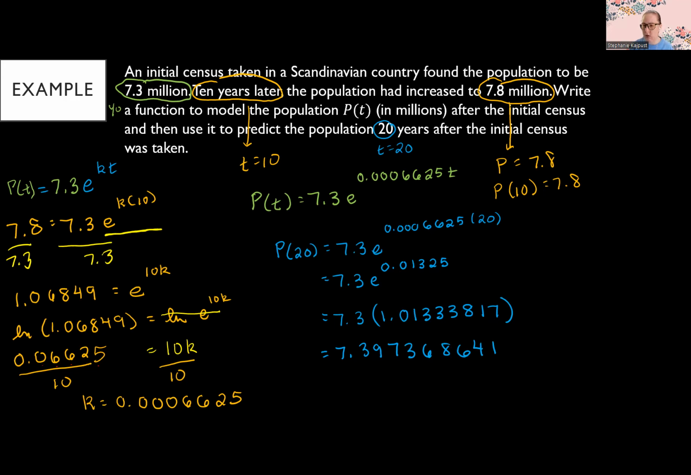And this number, I must have made a math error somewhere, because this number is smaller than the 10 years later population. So either I typed in a number wrong or something else. This population is supposed to be growing, so I just got a number smaller than at 10 years later. At 20 years later, it should be even bigger. So does anybody know where I might have made a math error?